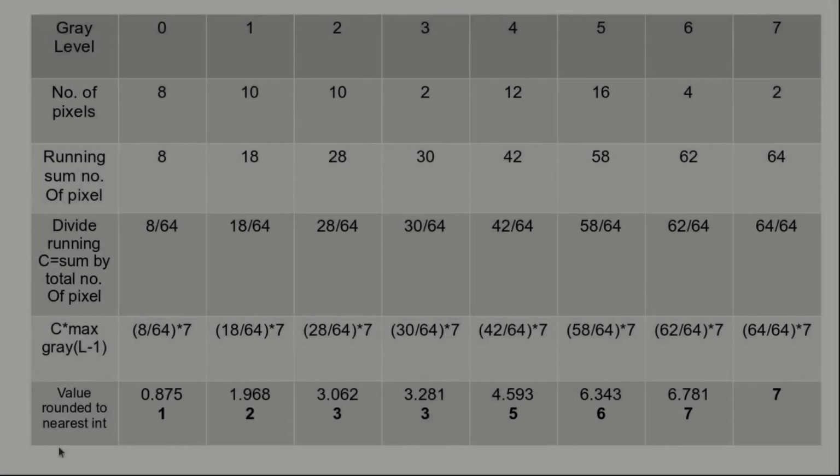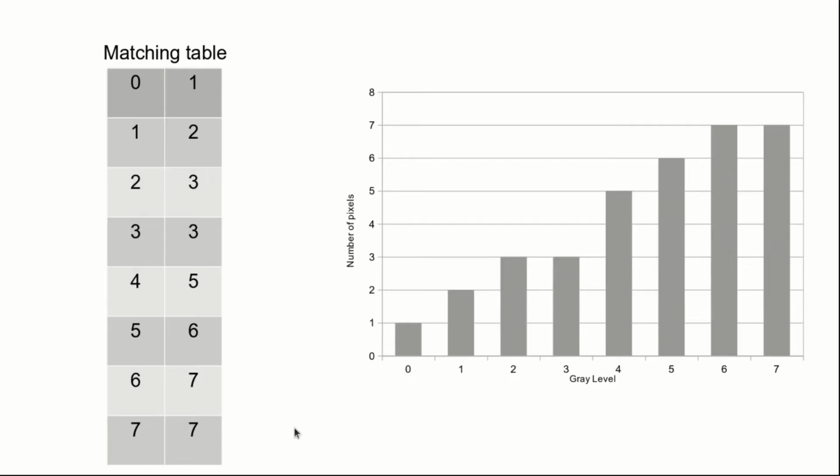Now we have to plot a graph with this given data, that is the matching table, where the y-axis represents number of pixels and the x-axis represents gray level. Mark 0 to the point 1 with a straight line, 1 to the point 2 with a straight line, and so on up till 7 to the point 7 with a straight line. That's it. This ends the equalized input.